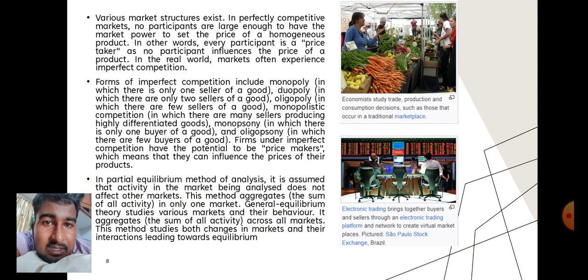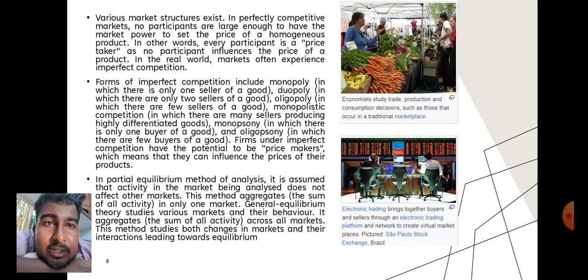Various market structures exist. In perfectly competitive markets, no participants are large enough to have the market power to set the price of a homogeneous product. In other words, every participant is a price taker, as no participant influences the price of a product. In the real world, markets often experience imperfect competition.